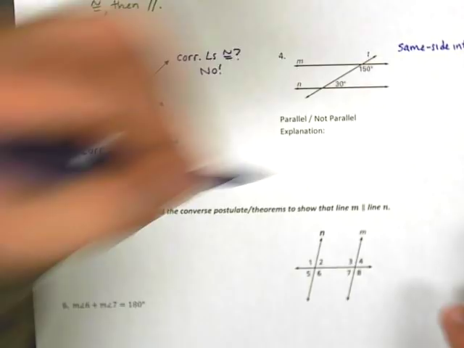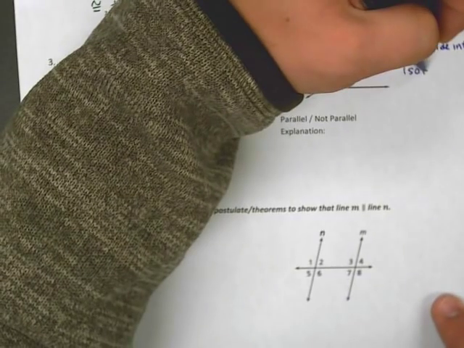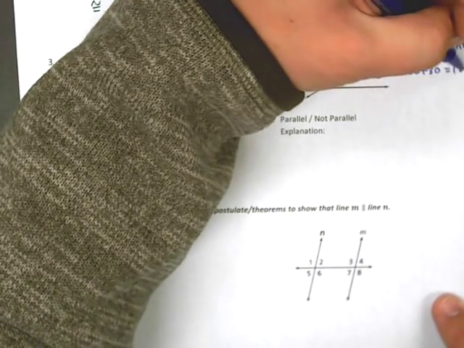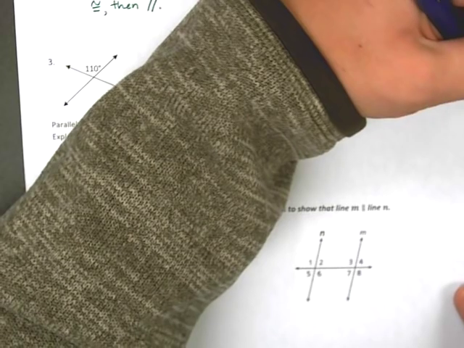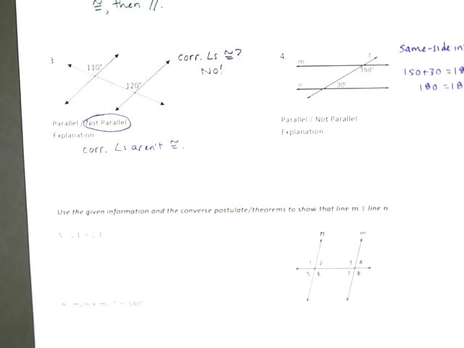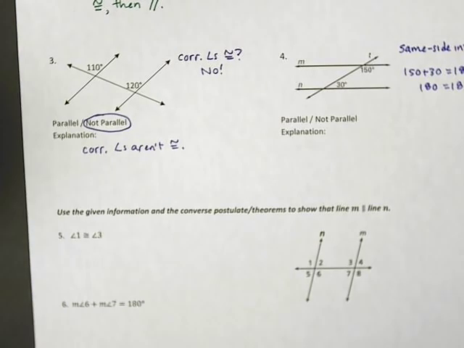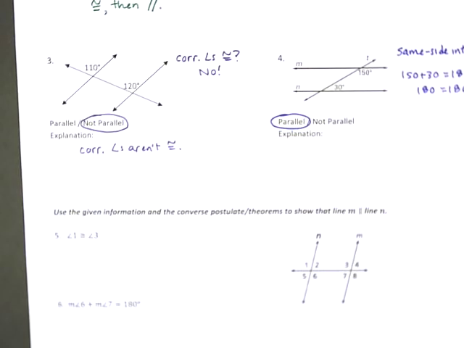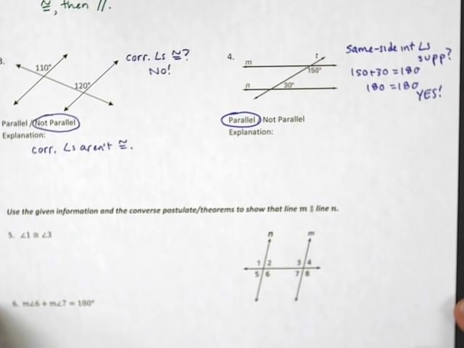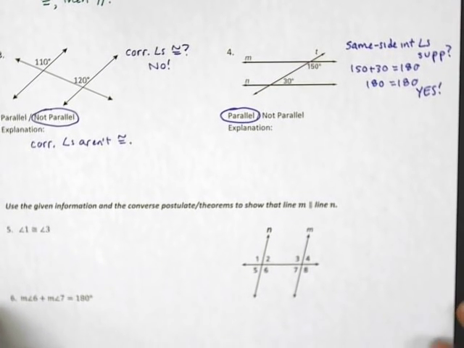So we do a little bit of work. 150 plus 30 equals 180. 180 equals 180. Ooh, that's true. Yes, we're good. Our same side interior angles are supplementary, so yes, our lines are going to be parallel. Now remember, oh, I'm sorry guys, just realized that that was kind of off the page. Make sure to get that written down. Pause if you have to.